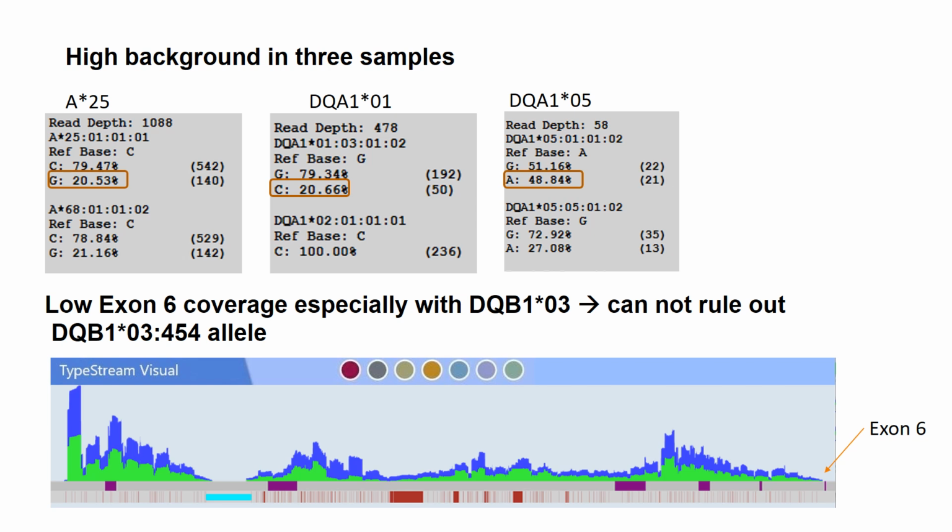The other thing that we noticed with the alternative protocol is a slightly low exon 6 coverage, especially with DQB1*03. Because of that, we were not able to rule out DQB1*03:454. And as you can see in this figure, the coverage in exon 6 is slightly lower than the others.